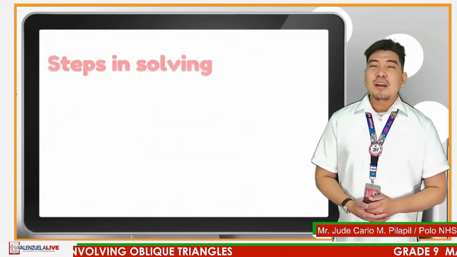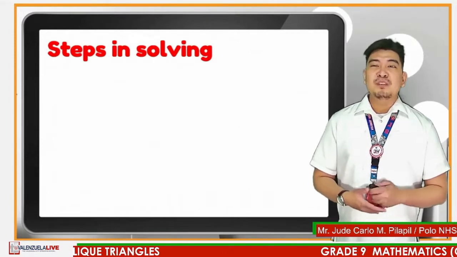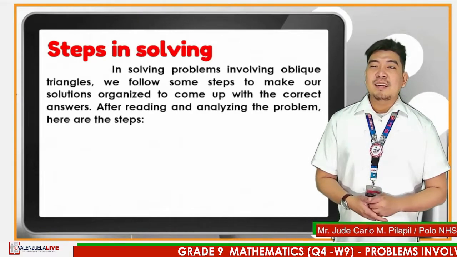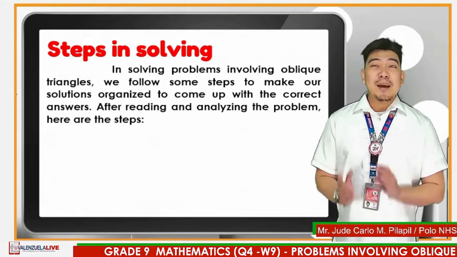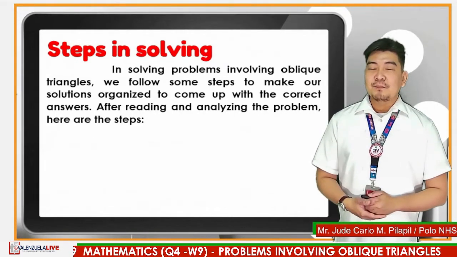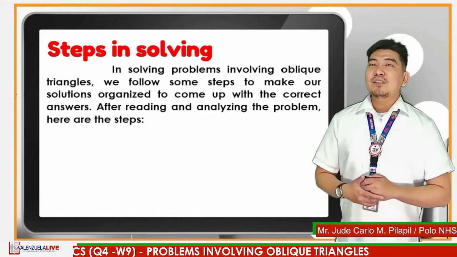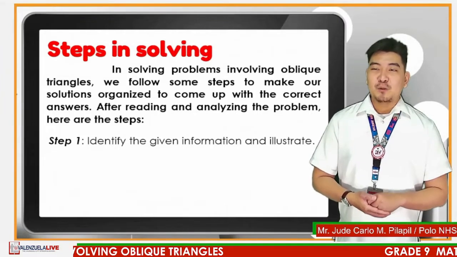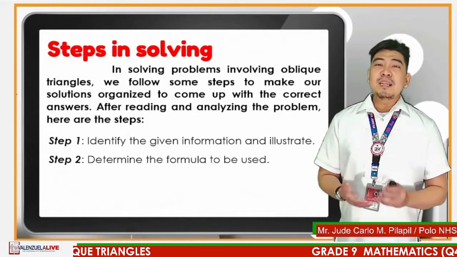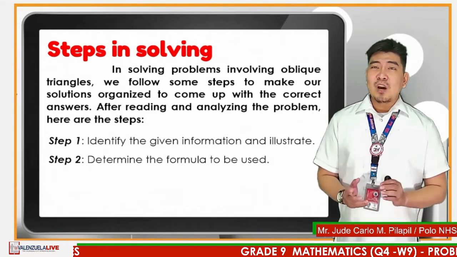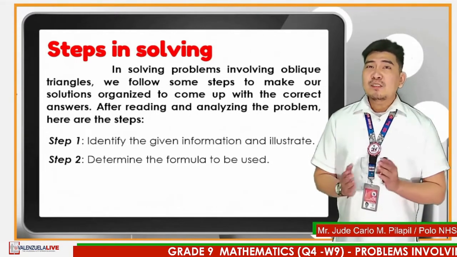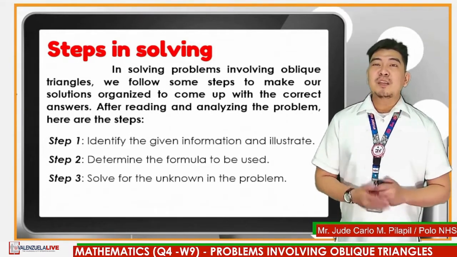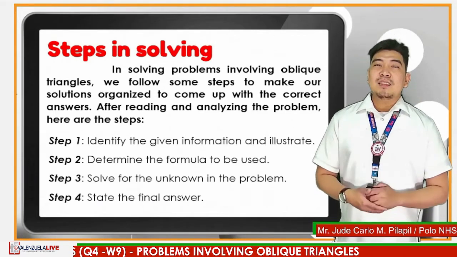Just like what we did and followed in solving word problems in the previous lessons, the same steps will be considered to make our solutions organized to come up with the correct answers, especially in dealing with oblique triangles. So after reading and analyzing the problem, step number 1, we need to identify the given information and illustrate. Step number 2, determine the formula to be used. In this case, which one? Is it the law of sines or the law of cosines? Step number 3, solve for the unknown in the problem. And then the last one, state the final answer.